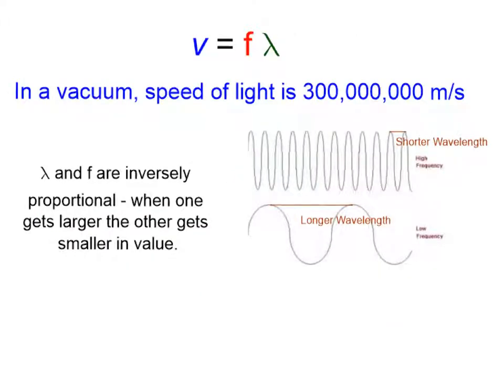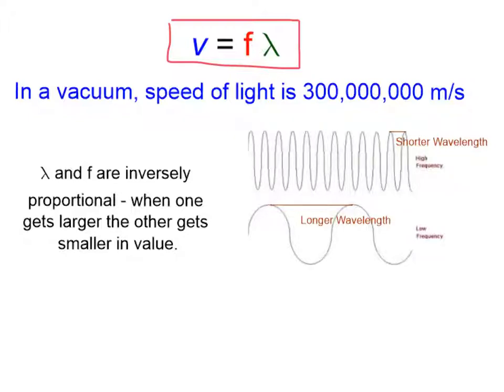So electromagnetic waves follow the wave speed equation. Velocity equals frequency times wavelength. And remember that this is a little bit of a review, but the wavelength and the frequency are inversely proportional, meaning when one gets larger, the other one gets smaller in value. So here we have our shorter wavelength, meaning there will be a higher frequency. And here when we have a longer wavelength, there will be a smaller frequency.